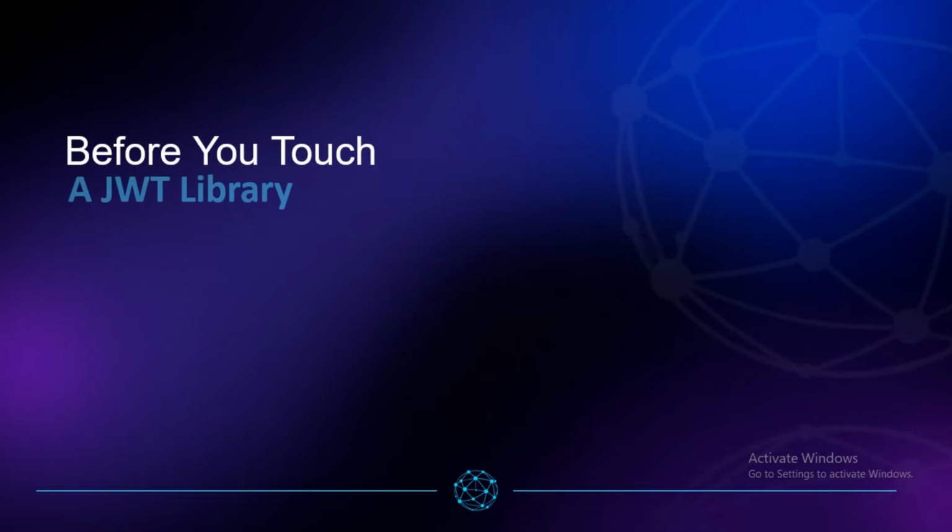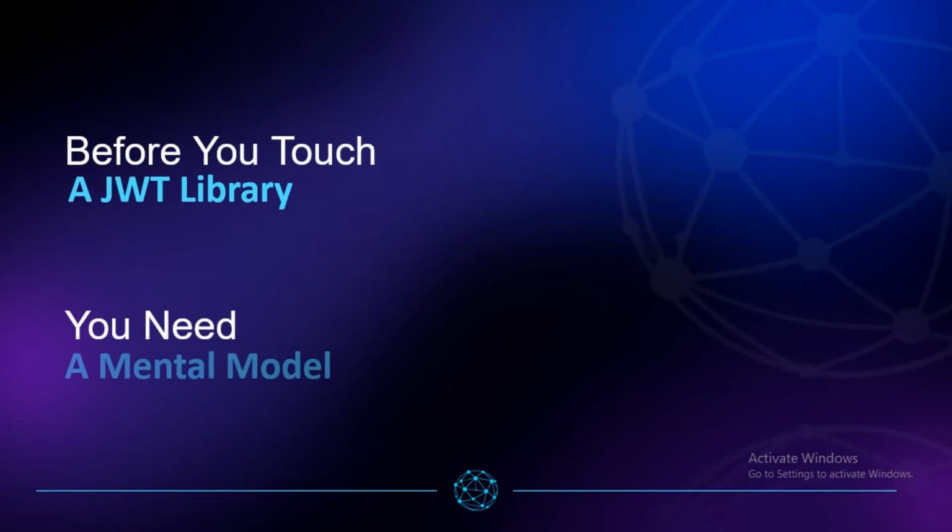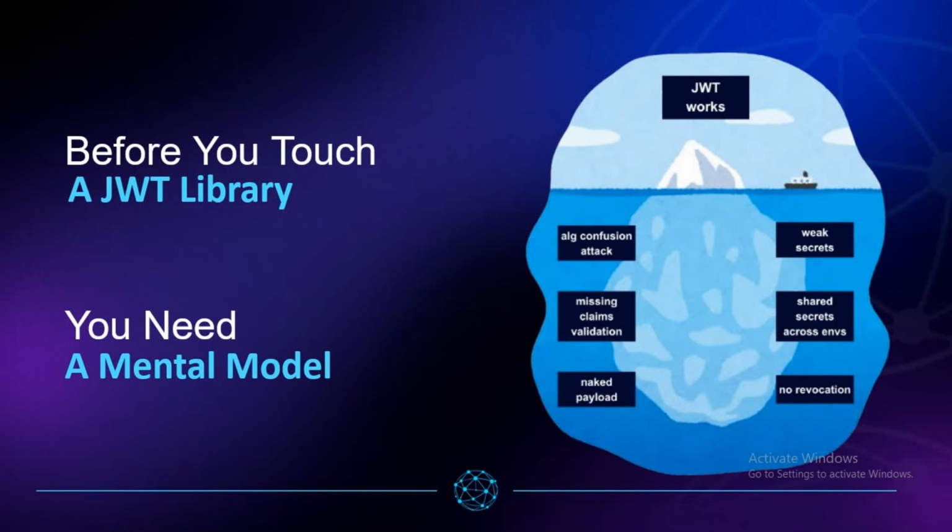This is what I want to build with you today. Not another tutorial, because you've seen a lot. What you need is a layer underneath, the mental model that lets you look at any JWT implementation and immediately know what questions to ask. Above the water, JWT works. That's what everyone sees. And below the water is everything that can silently fail. Algorithm confusion, exposed payloads, no revocation, shared secrets across environments. That's why we're going below the water today.